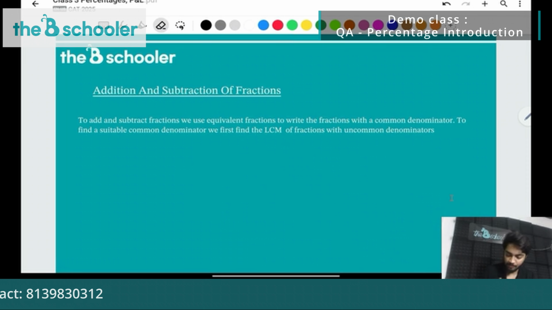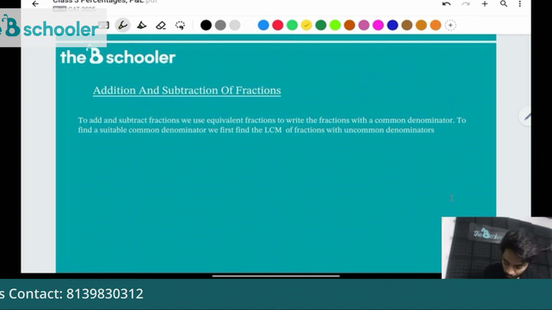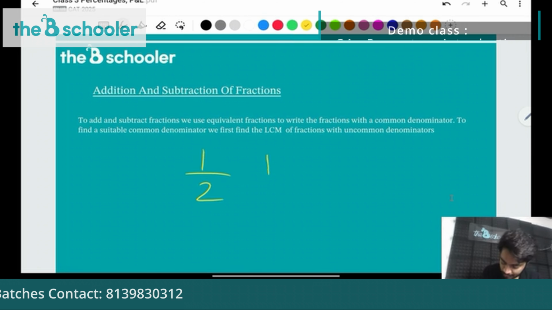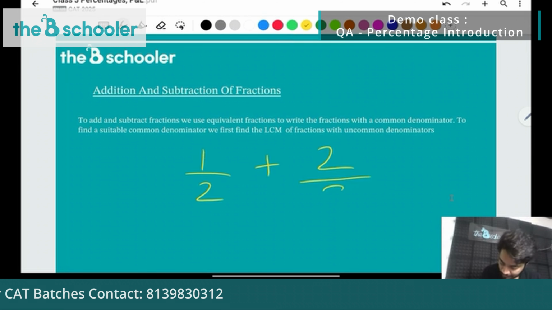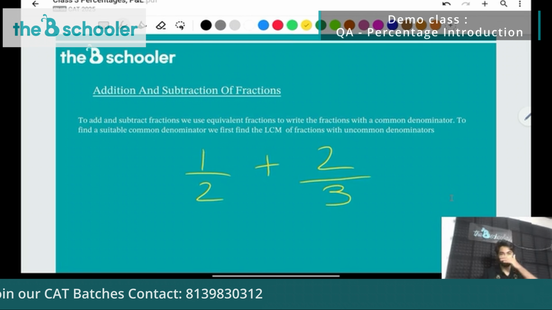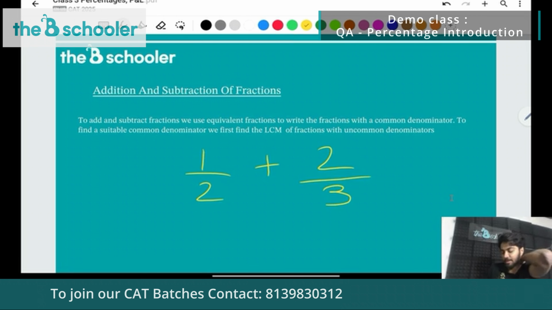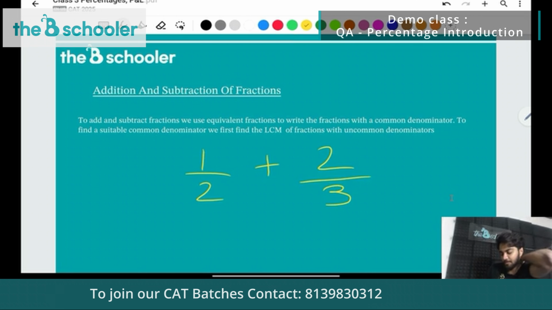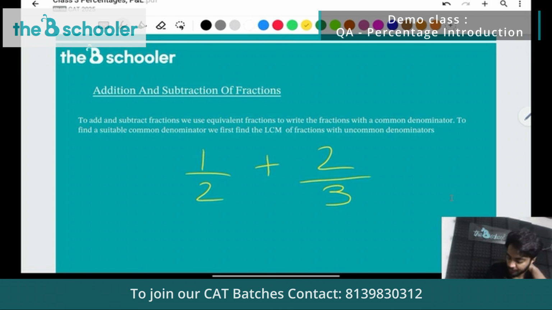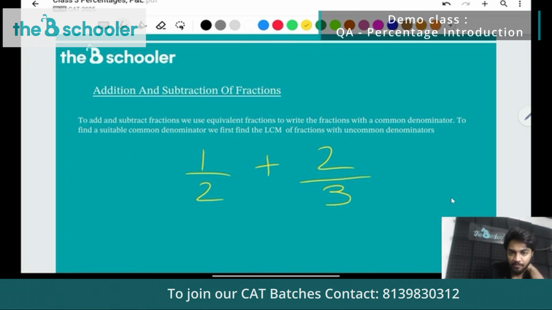Okay, now what if it was 1 by 2 plus 2 by 3? 1 by 2 plus 2 by 3. Here, even if you reduce, it won't become the same. So now what you should do is, again, we have to try making the denominator the same, right?